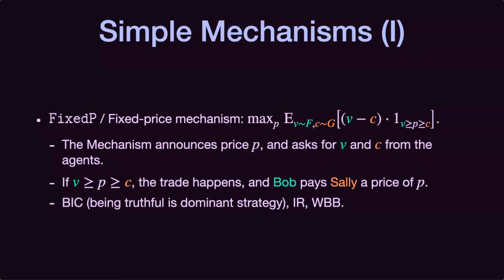We can easily see this mechanism is incentive compatible because reporting their true value or cost is the dominant strategy. And also, the mechanism is individually rational because the players won't have negative utilities by participating in the mechanism. And the mechanism is also budget balanced because the mechanism never gains or loses money. So for this mechanism, the optimal gains from trade is simply to choose the max over P of the expectation of V minus C times the indicator function of V being at least P being at least C.